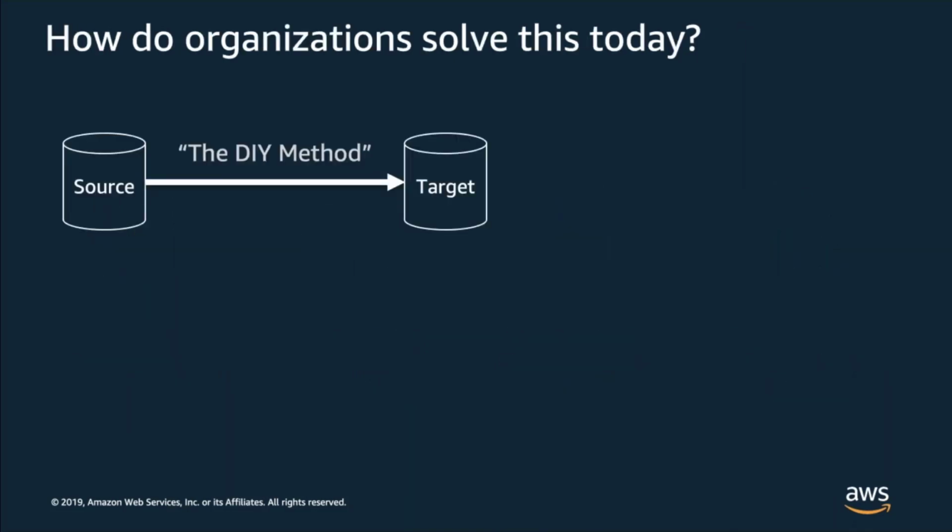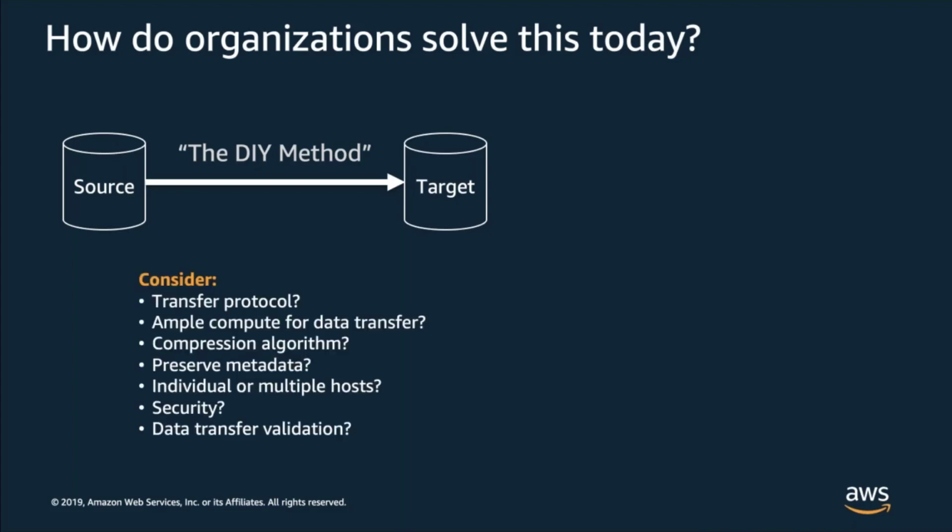Now, we've all copied a few files here and there. It's pretty easy to do. But when you start looking at copying hundreds of thousands or even millions of files, there's a lot you need to consider. For instance, what transfer protocol should you use? Do you have enough resources to actually transfer the data? Are you going to compress the data in transfer? Do you need to preserve file system metadata? Do you need to be able to scale out the transfer? How are you going to handle security? And don't forget about validation. You want to make sure that all of your data was transferred properly.